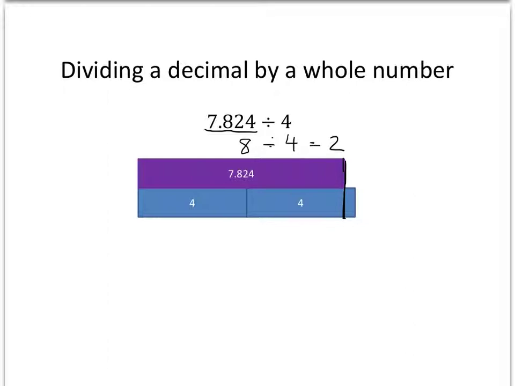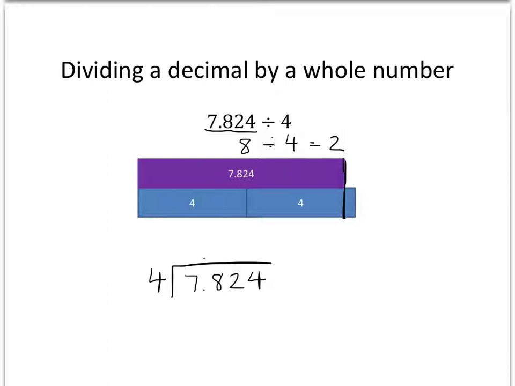and we can say, okay, it's going to go in about 2 times. And really easily you can just divide a decimal number by a whole number by setting it up the way you would do short division, and just keep the decimal point in the same place and divide as you normally would.